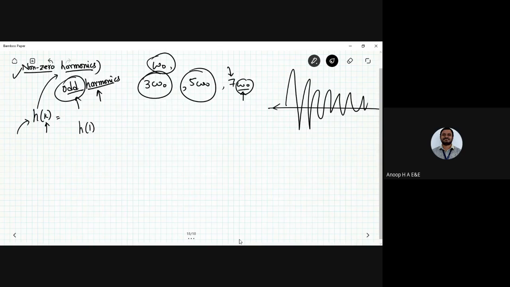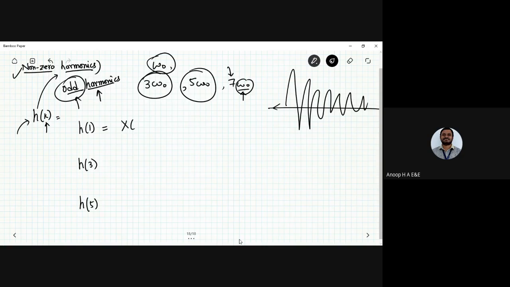So I want h of 1, next h of 3, and similarly h of 5. That is what has been listed out here. So h of 1, h of 3 and h of 5 need to be computed, right? So let me go ahead quickly.